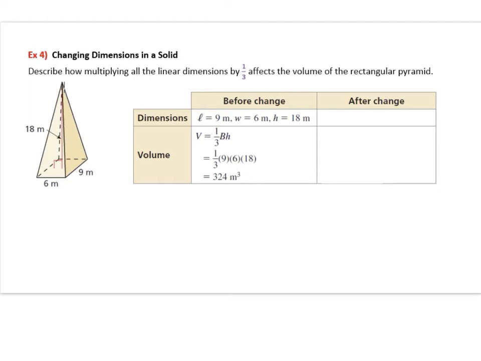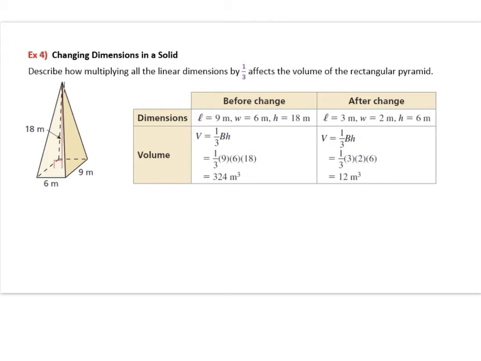After the change, let's take a look at our new numbers. So now the length of the base will be 3 meters, because 1/3 of 9 is 3. And then the width is 2, 1/3 of 6 is 2, and then the height now is 6, 1/3 of 18 is 6. So now let's plug in our numbers into a formula. So 1/3 times the area of the base, so 1/3 times 3 times 2 times 6, and that works out to be 12 cubic meters.